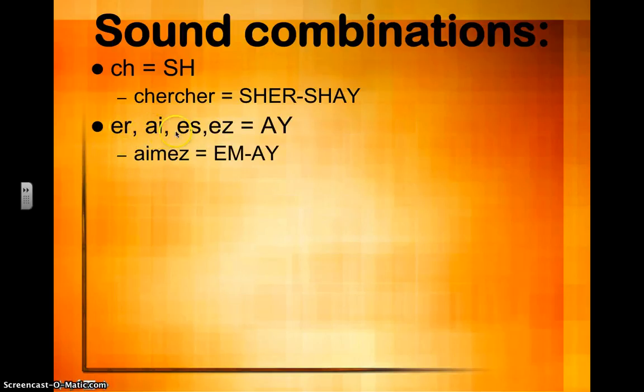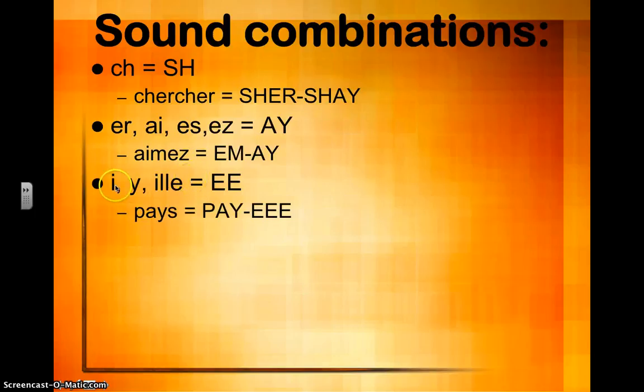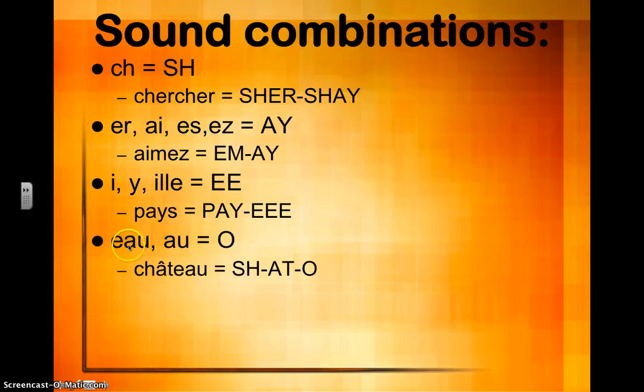Alright, here we've got 4 different letter combinations that all make the same sound. ER, AI, ES, and EZ, and the E with accent aigu, they all sound like A. So this guy is M-A. Look, you got the A with the M-A. When you see the letter I, the letter Y, or a double I, or an I double L E, this is E. So this word is P-E, which is weird because I know you want to pronounce that S, but don't do it. The letter combination E-A-U and A-U makes an O sound. So this is chateau. Chateau means castle.